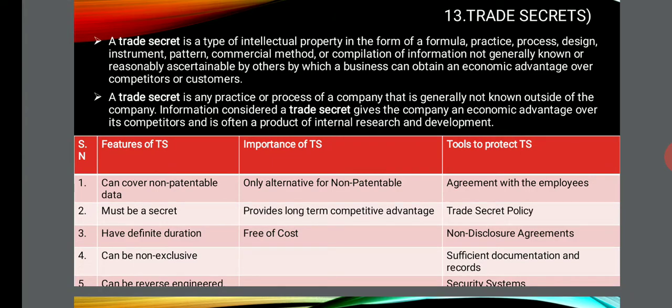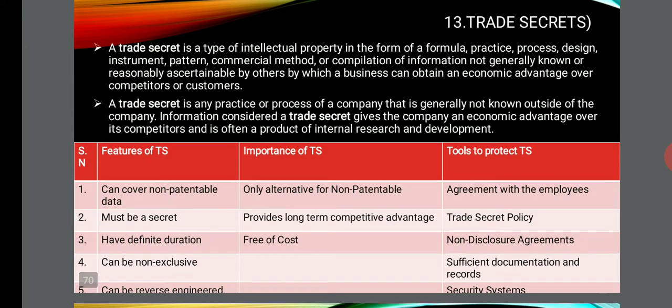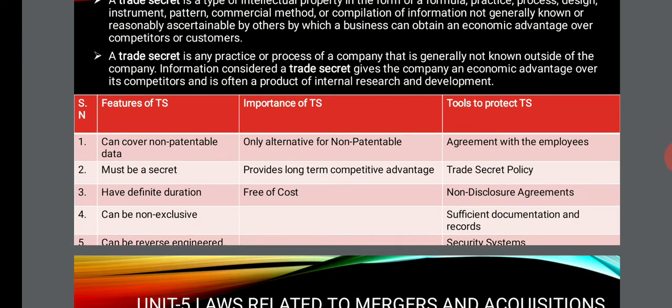So if you have something which is non-patentable, then definitely you can go for trade secrets. You can make your own formulas, etc. Then provide long-term competitive advantage. Definitely it does provide competitive advantage, because here you have your own secret formula, and you are making your product according to that formula. And free of cost, because you are doing your own research and development, and you are then making your trade secrets.